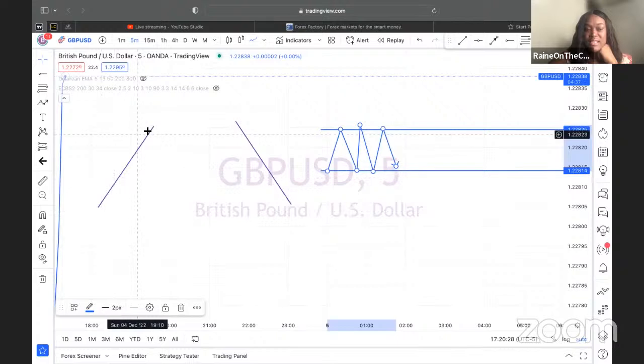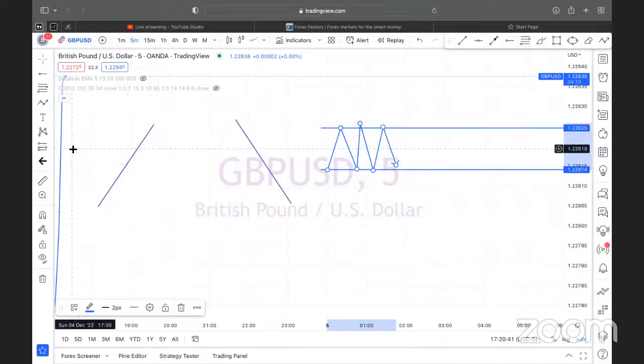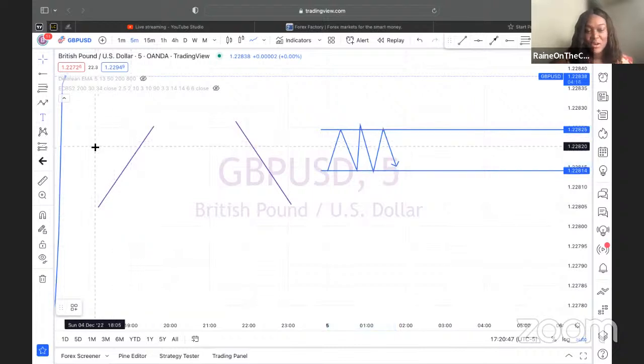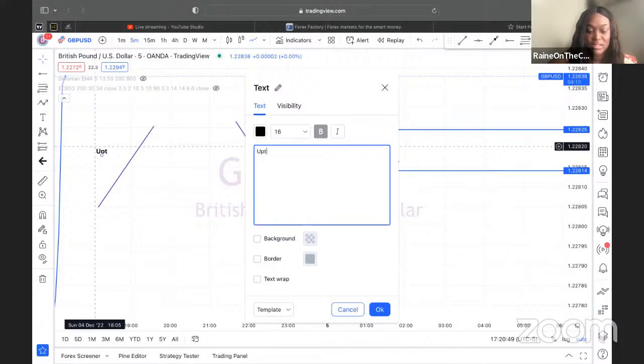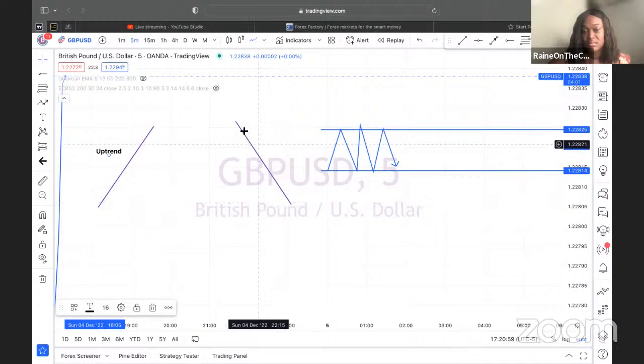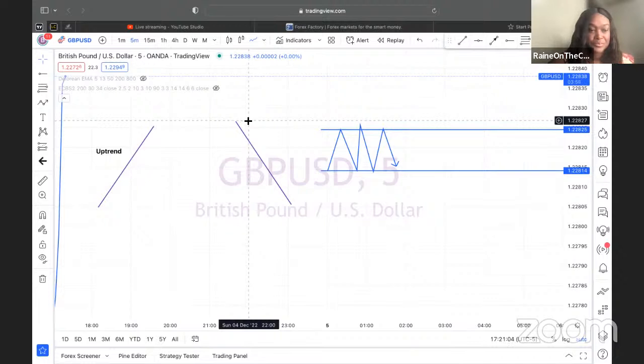So when it moves like this, we know it's an uptrend, right? Yes. Right. So when it moves like this, it's an uptrend. All right, let's just label it uptrend. So when it moves like this, what would this be? Down. Perfect. Downtrend.